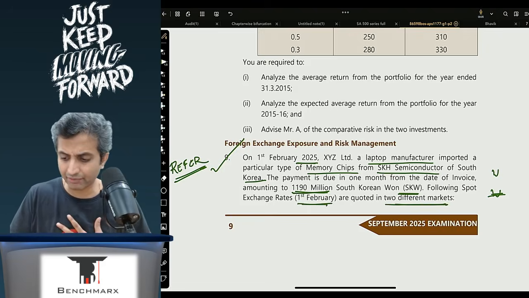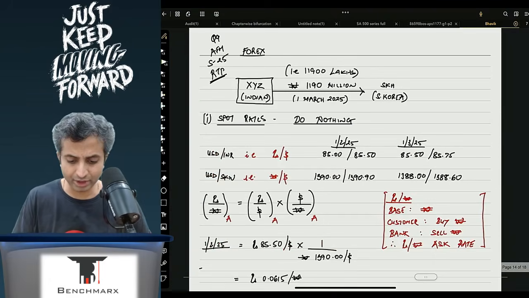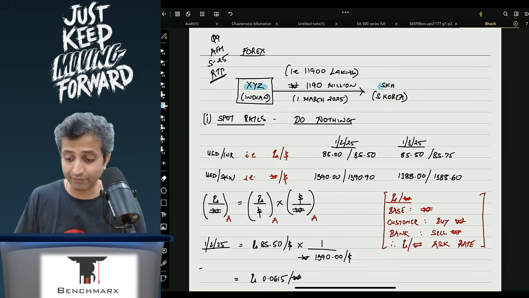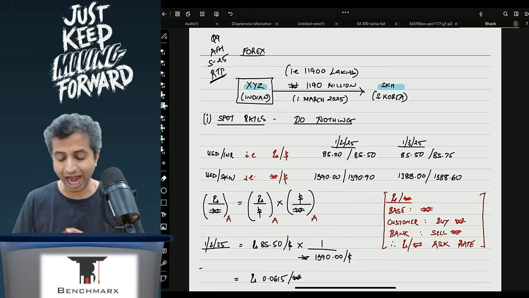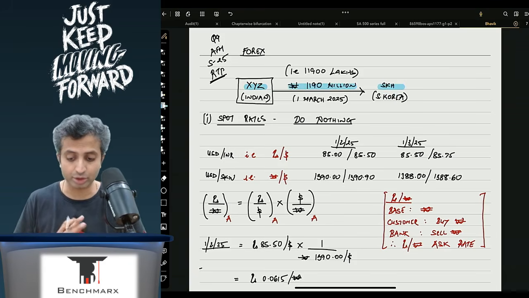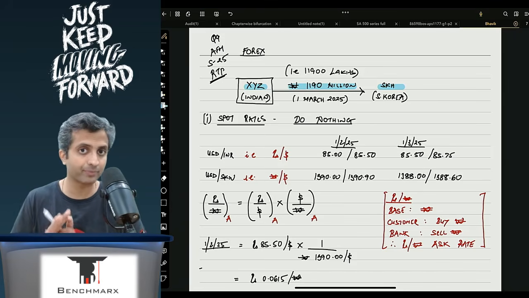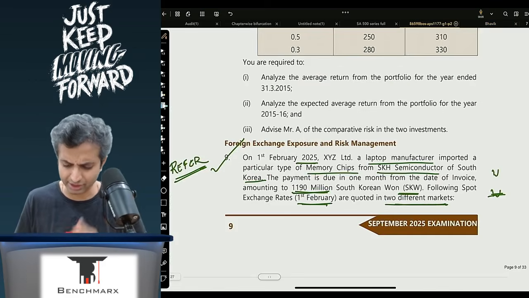So if I have tried to solve this question over here, so if I go to see, if I am XYZ, as XYZ, for example, who is an Indian company, they have to pay to the South Korean company, and that is payment is made in won. So the risk is with the Indian company for changes in currency over the 1 month time frame. Okay, so we are clear with the facts of the case.